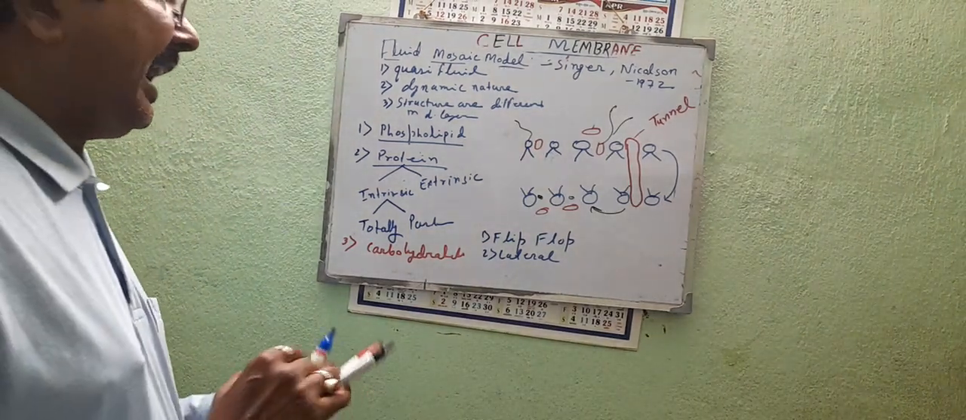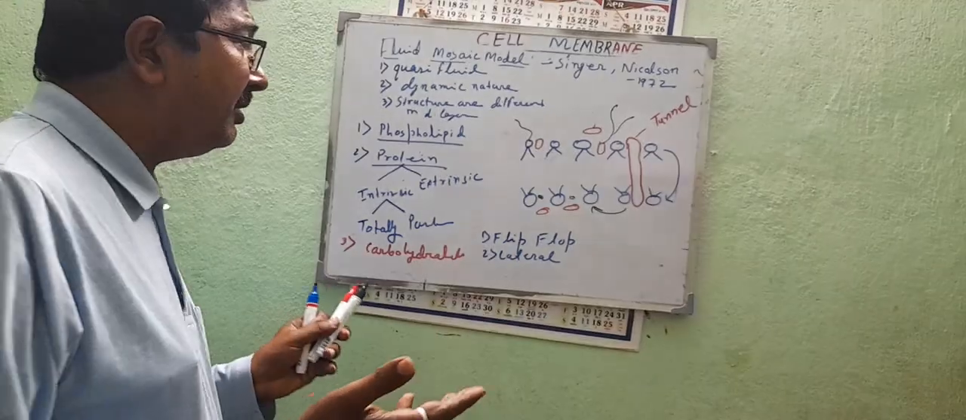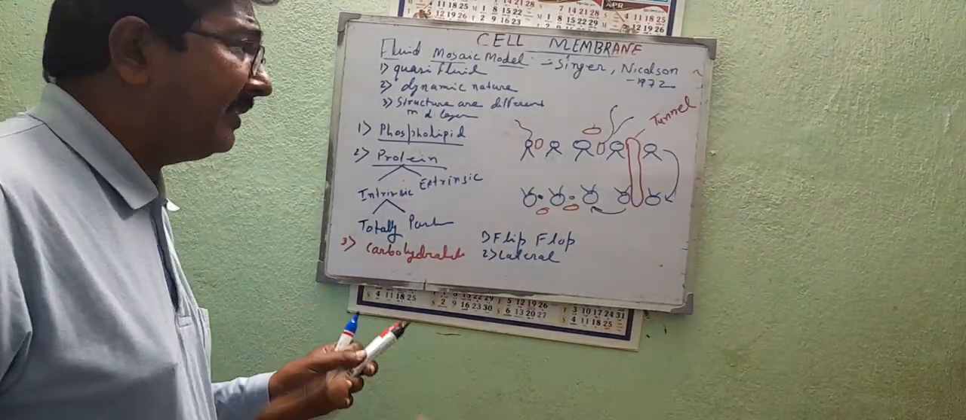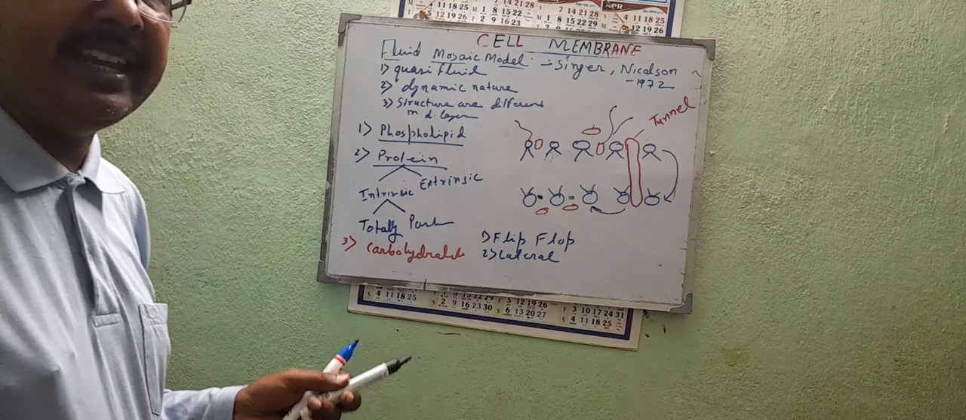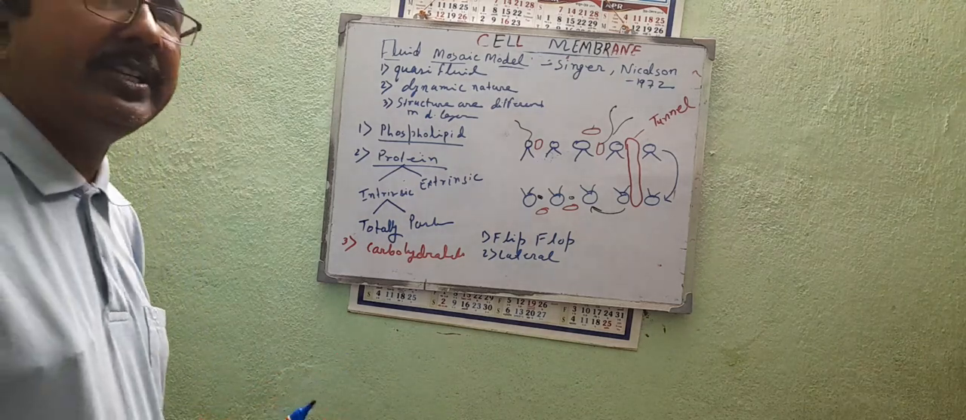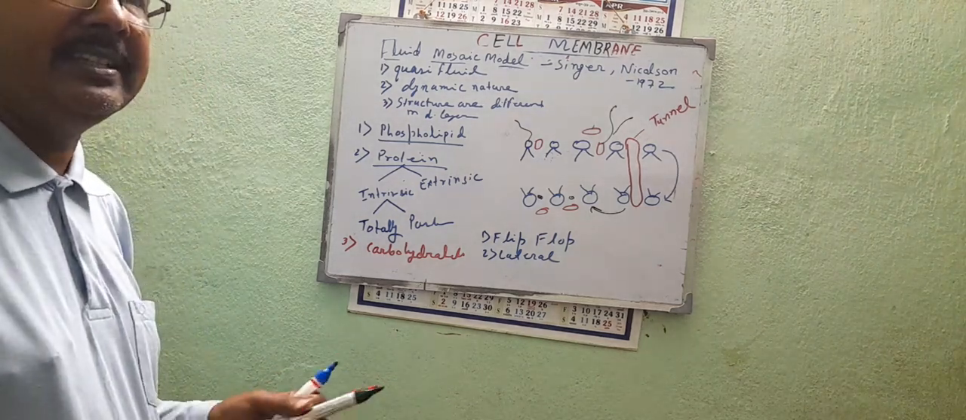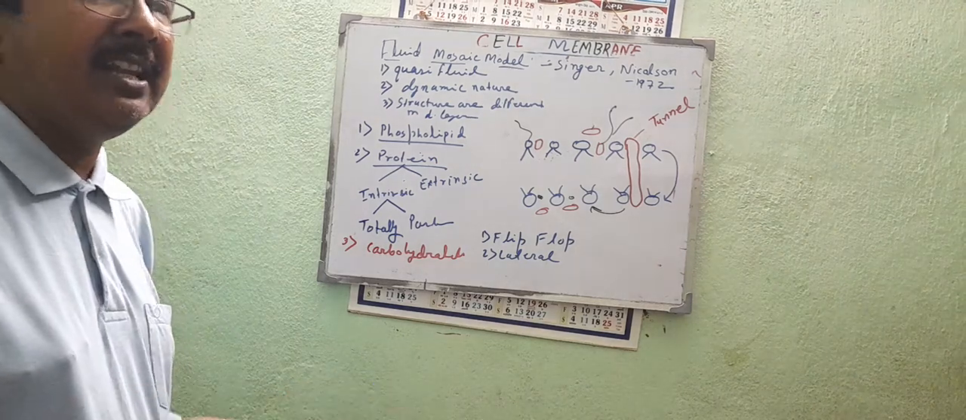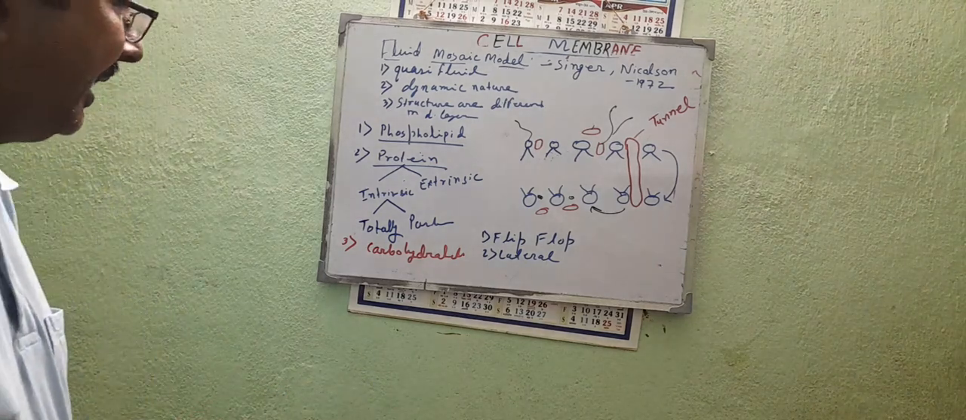Also, there are many types of protein depending on their function: carrier protein, enzymatic protein, tunnel protein, receptor protein, and structural protein.